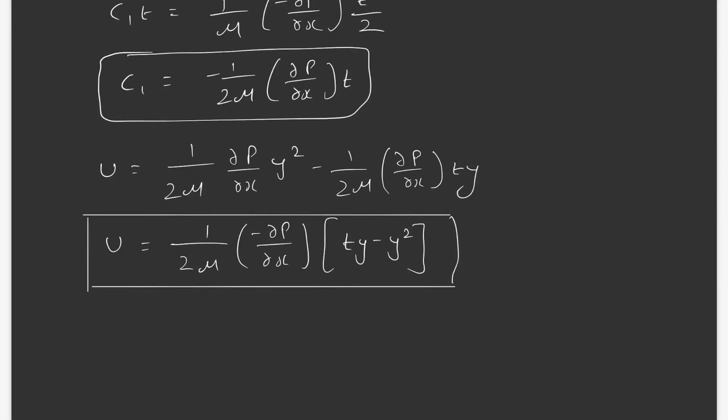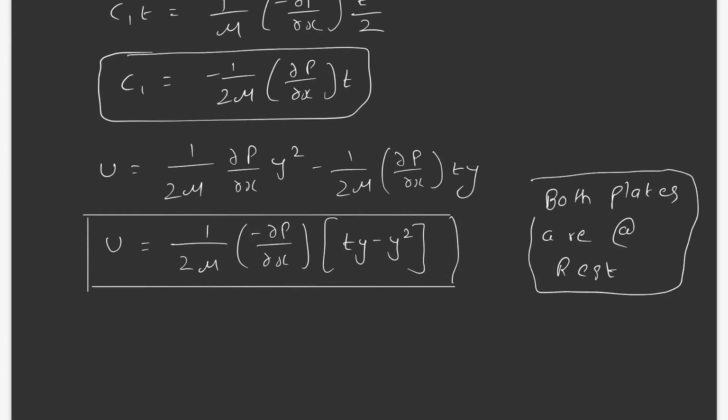This is the equation for velocity, that is, velocity distribution in a flow between two parallel plates when both the plates are at rest. That both plates are at rest is important here, because even if one plate moves with another velocity, then we can't apply both the boundary conditions. The boundary conditions will change.